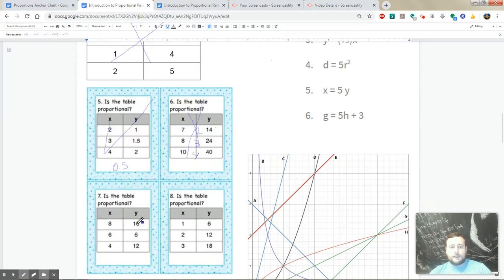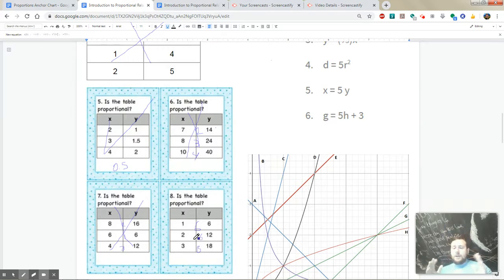This one, 16 divided by 8 is 2. All right, 6 divided by 6 is 1, and 12 divided by 4 is 3. So this one's all over the place, also not proportional. 6 divided by 1 is 6, 12 divided by 2 is 6, and 18 divided by 3 is 6. Lots of questions like this in the power focus area.